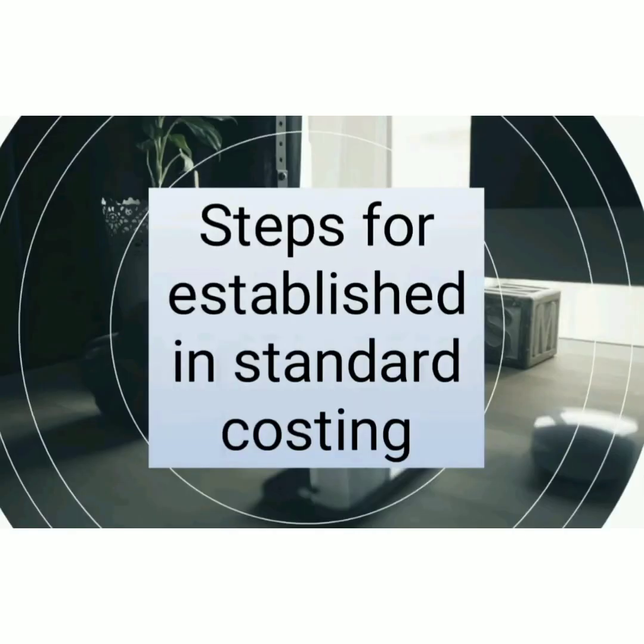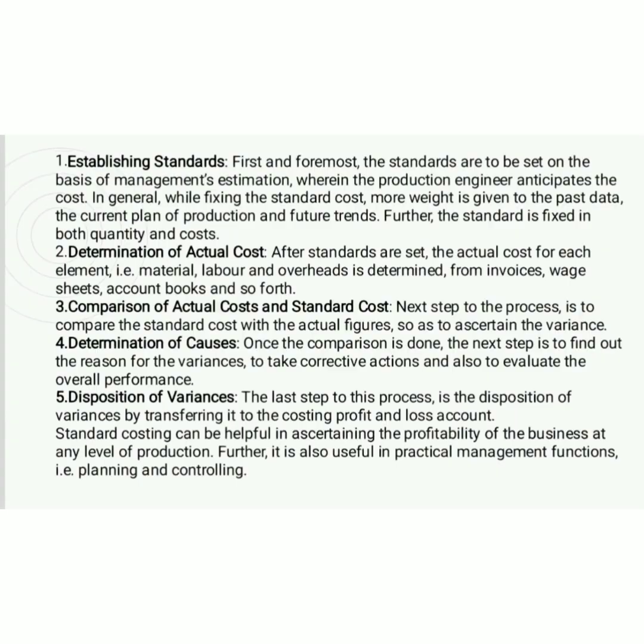Thirdly, the steps for establishing standard costing. First one is establishing standards, which are to be set on the basis of management estimation. Production engineers anticipate the cost in general, given past data, current production plans and future trends, fixed in both quantity and cost. Second one is determination of actual cost. Each element, that is material, labor and overhead, is determined from invoices, wage sheets, account books and so forth.